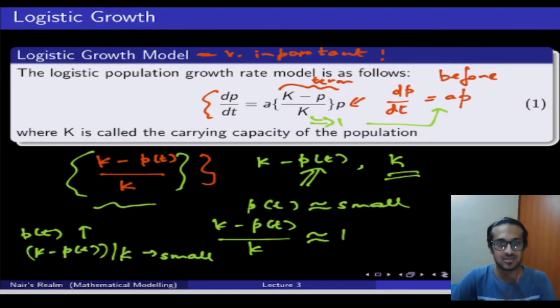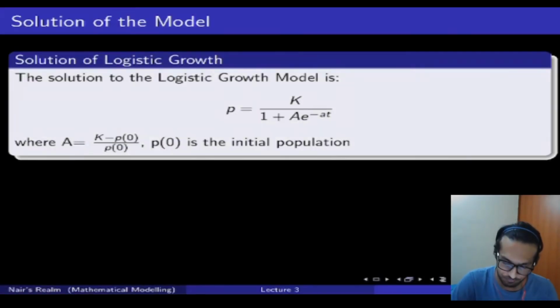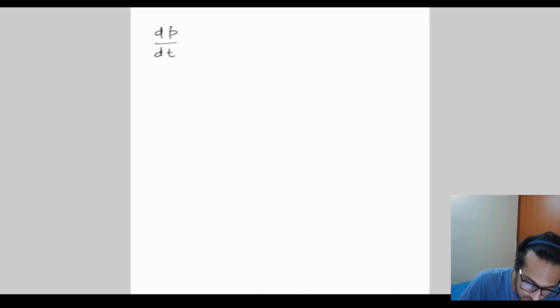Now I understand that this might be a bit confusing. So I'm going to explain this a bit further with an example, with the help of this slide. So before, it was dP by dt is equal to A into P, correct? Then we said that, okay, I'm just going to call this equation 1.